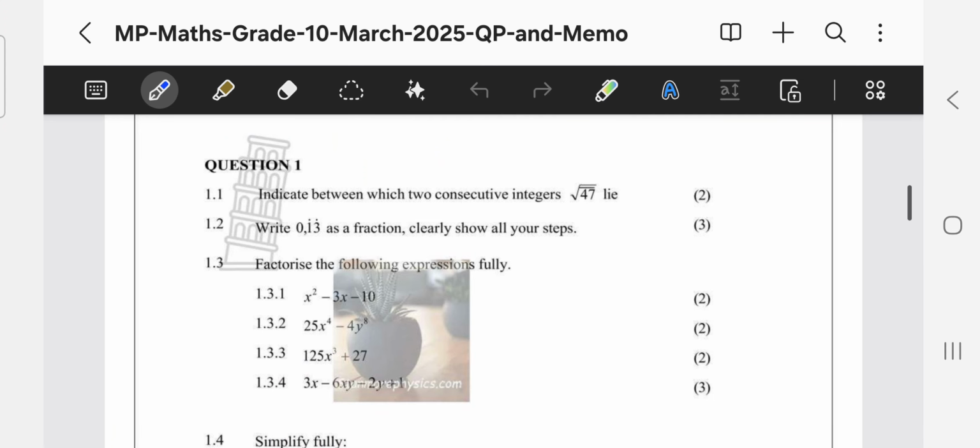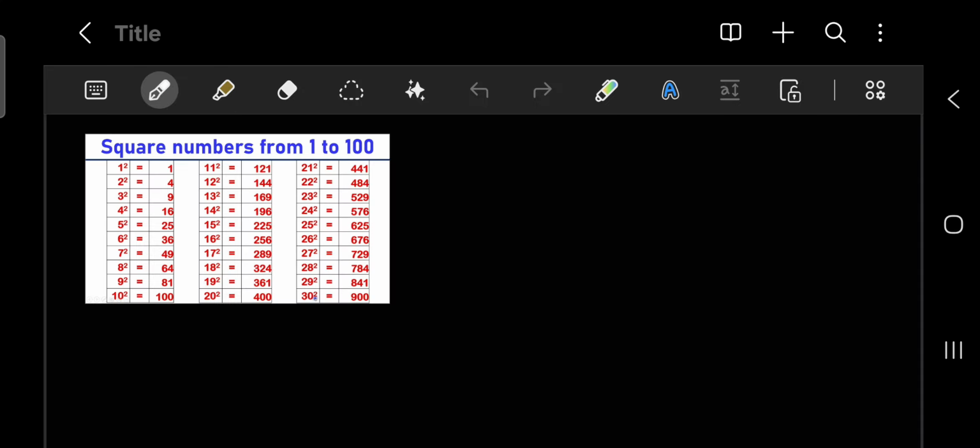1.1 says, indicate between which two consecutive integers the square root of 47 lies. Now, when we look at square root of 47, the fact that it is being square rooted means that we need to check between which two square numbers it lies. So here is a list of square numbers, and if we look for something close to 47, we notice that the closest number before 47 is going to be 36, and the closest number after 47 is 49.